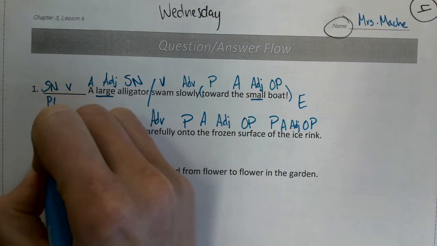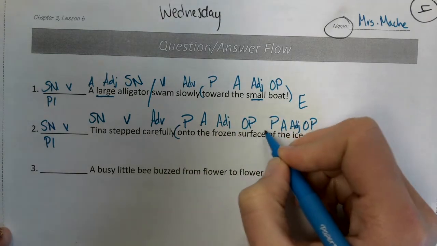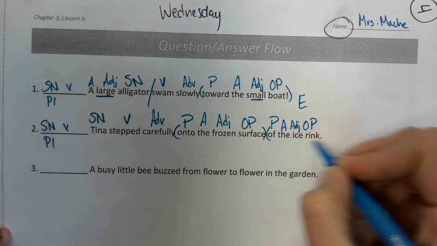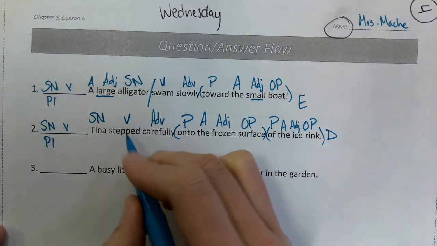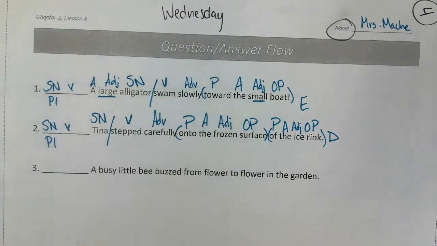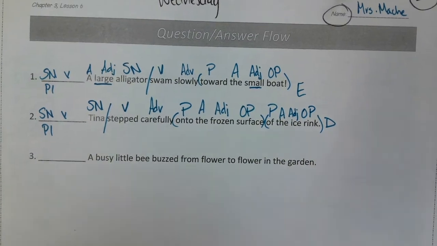Subject, noun, verb, pattern 1, check. Onto the frozen surface, prepositional phrase, of the ice rink, prepositional phrase. Period, statement, declarative sentence. Go back to the verb, divide the complete subject from the complete predicate.